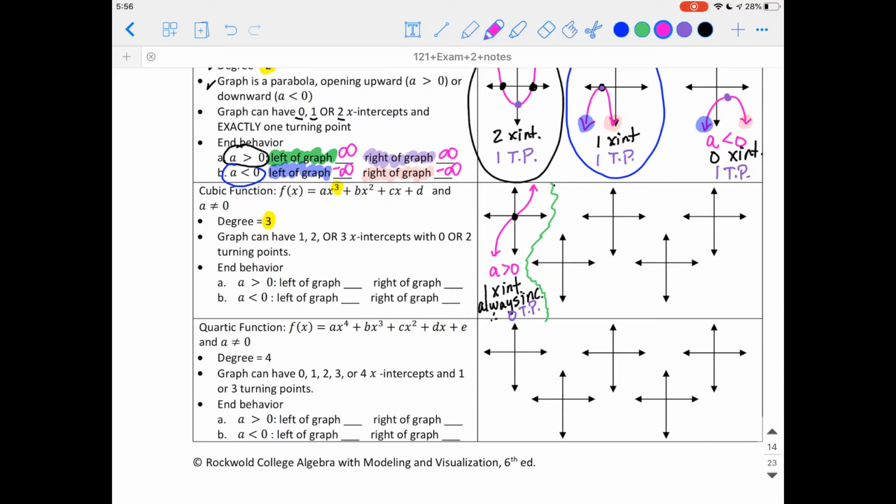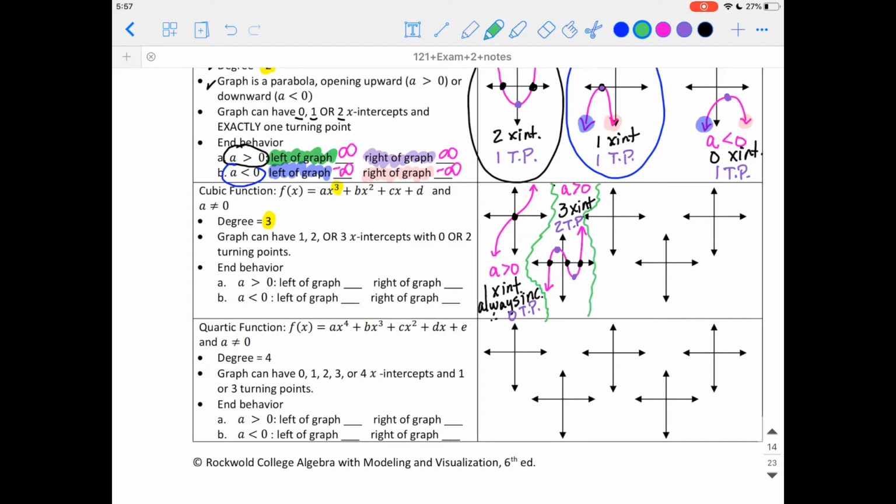Let's have the same type of kid, but now with some hills and some valleys. So this kid is still a greater than 0, and it has 1, 2, 3 x-intercepts. And it has 1, 2 turning points. And again, turning points is where it changes from increasing to decreasing.